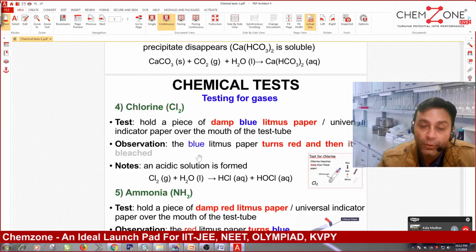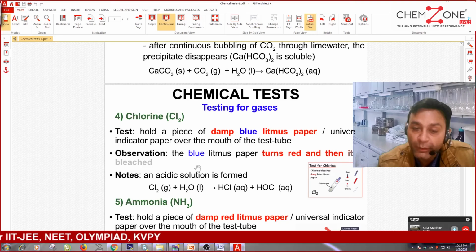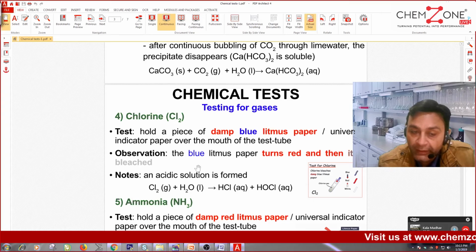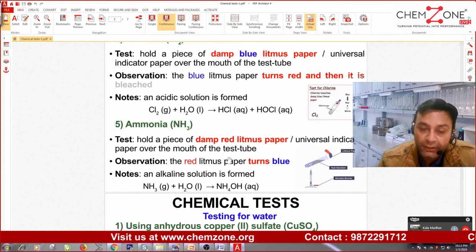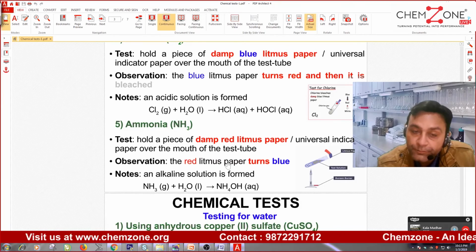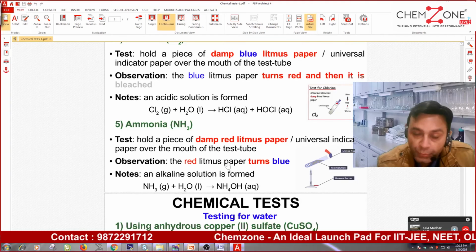Now, test for chlorine. How to test chlorine gas? Hold a piece of damp blue litmus paper or universal indicator paper. The blue litmus paper turns red when it is bleached. Bleached means it is treated with chlorine. Right? The blue to red. It's a confirmatory test that the compound contains chlorine. And ammonia, since it is basic, will turn the reverse, red to blue. Right? Any doubt?